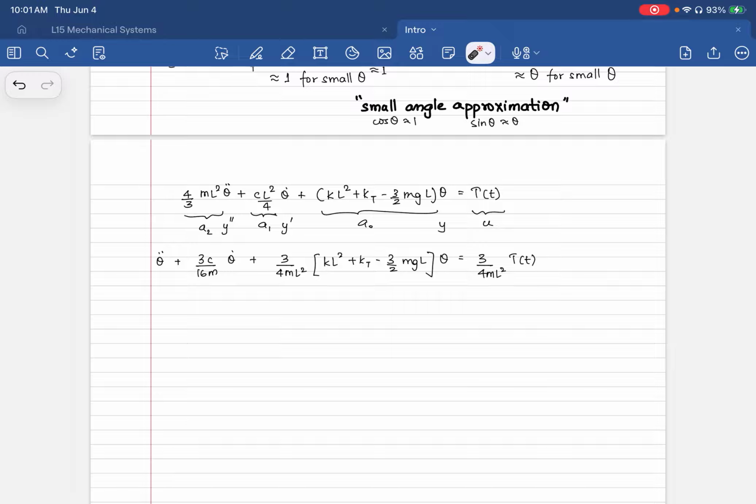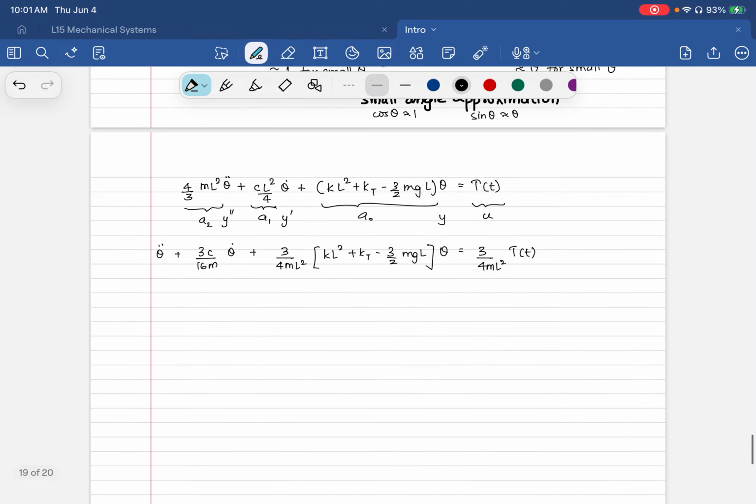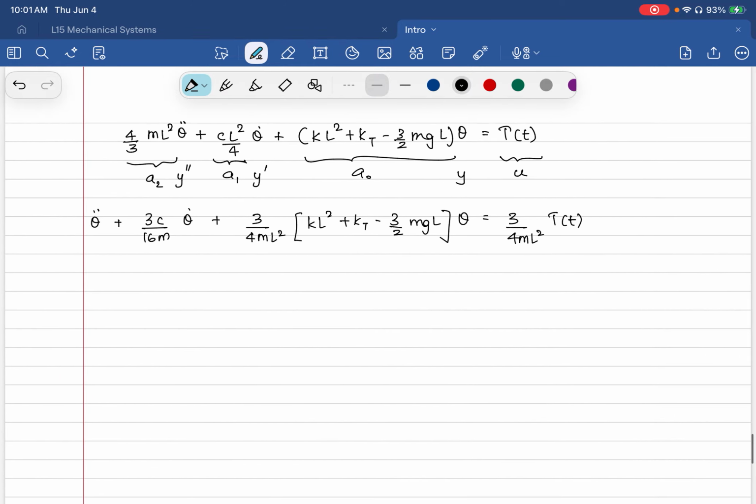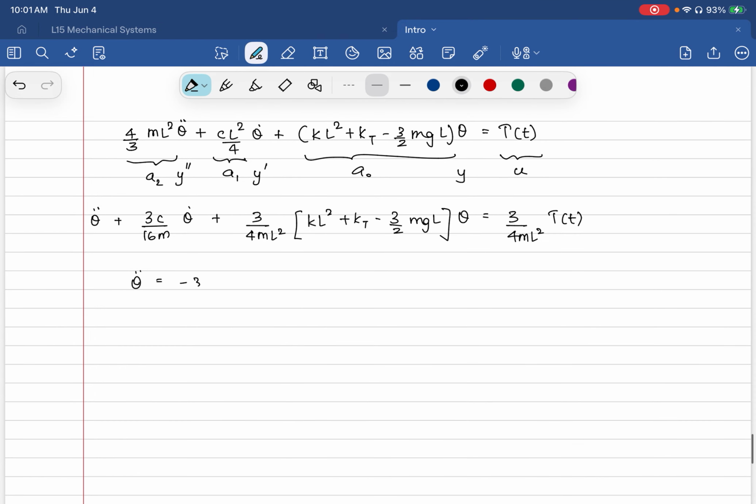Okay, so what about the state space form? Why don't you try it yourself? To be able to write the state space form, we first want to isolate theta double dot. So it would be minus 3c by 16m theta dot minus everything that we have here.